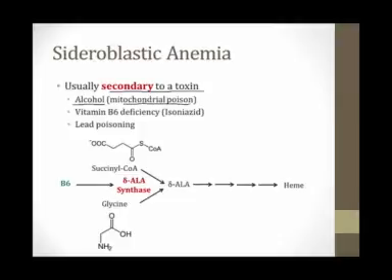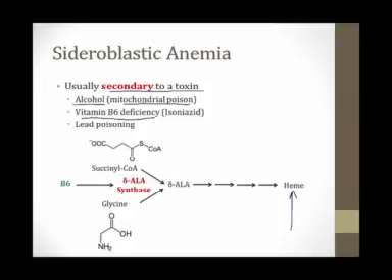Alcohol is a mitochondrial poison, and the initial steps and the final steps in heme synthesis both occur in the mitochondria, so if the mitochondria become poisoned from alcohol, that can lead to underproduction of protoporphyrin, and that can lead to a sideroblastic anemia. A second potential cause is a vitamin B6 deficiency.